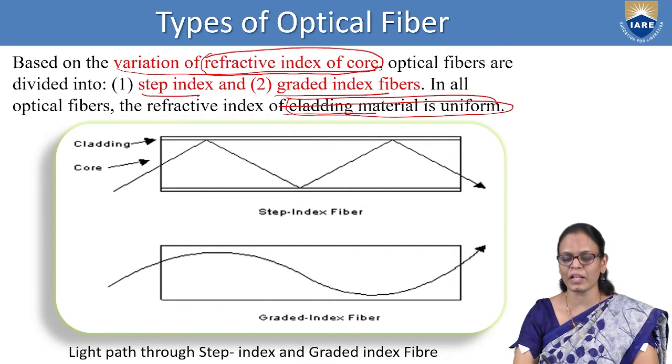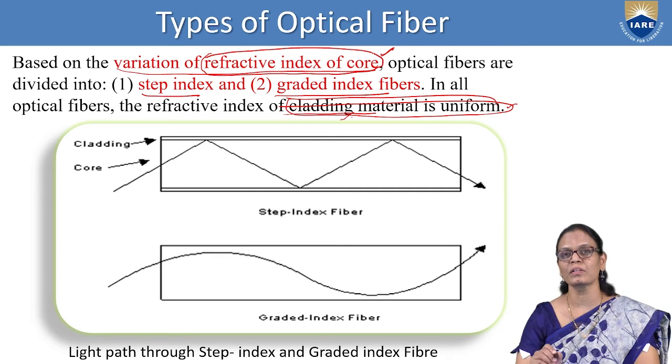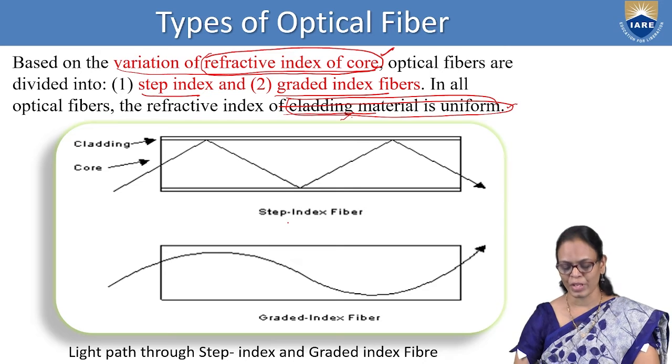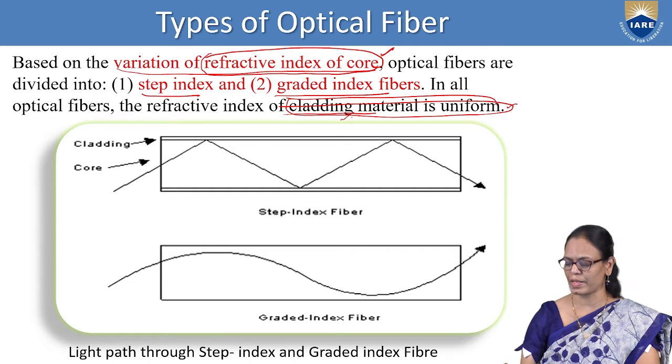So you might be wondering, when we are talking only about core, what about the cladding? The cladding refractive index remains uniform throughout the fiber. So what is varying here is only the refractive index of the core. Now we see the step index fiber and this is the graded index fiber, and we are going to discuss each one of them separately.